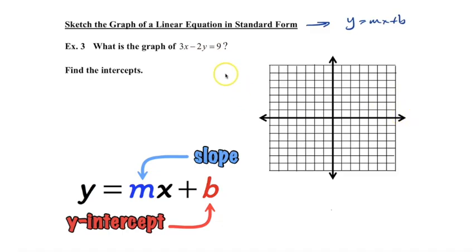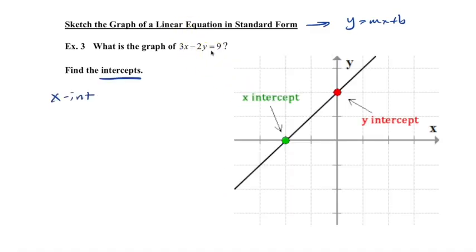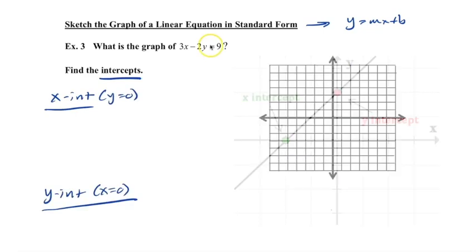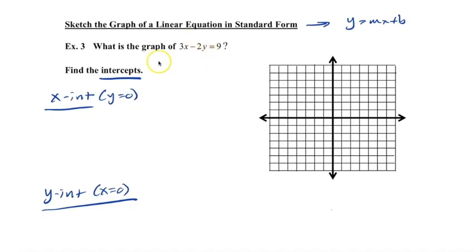But usually the easiest way to graph standard form is to find the intercepts. We're going to find the x-intercept, which is when y equals 0. And then we're going to find the y-intercept. That's when x equals 0. And then just plot those 2 points and connect them. So again, a couple ways to graph in this form. One way is put it in slope-intercept form and graph it the way you know how. The other way is, oh, I have it in standard form. It's really easy to find the x and y-intercept, so just do those. So let's do that right now, real quick.